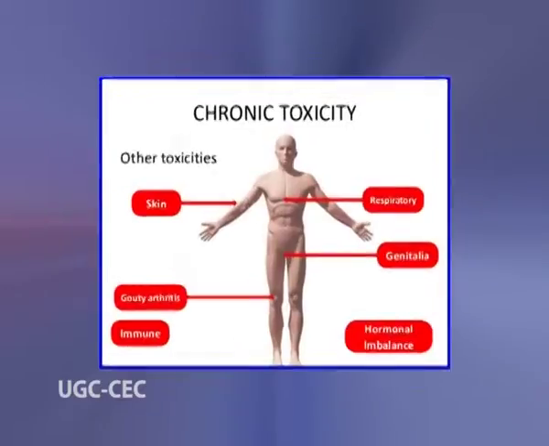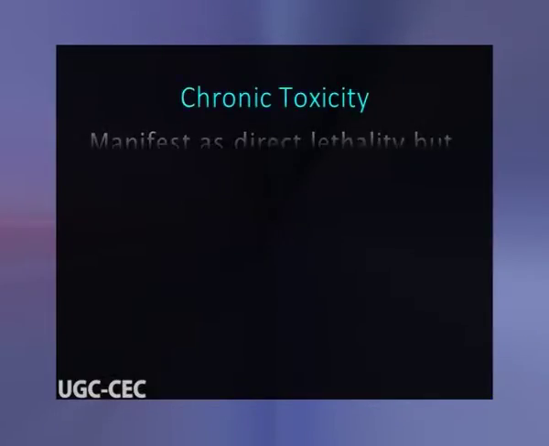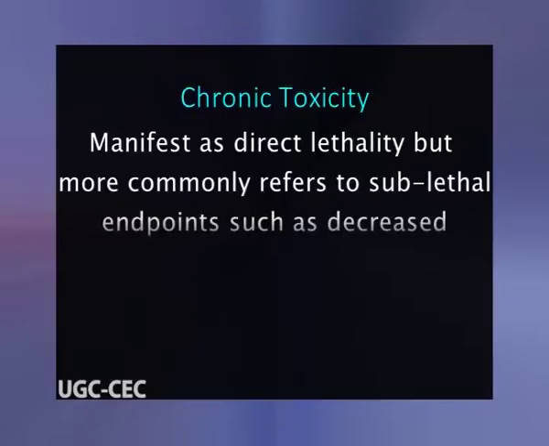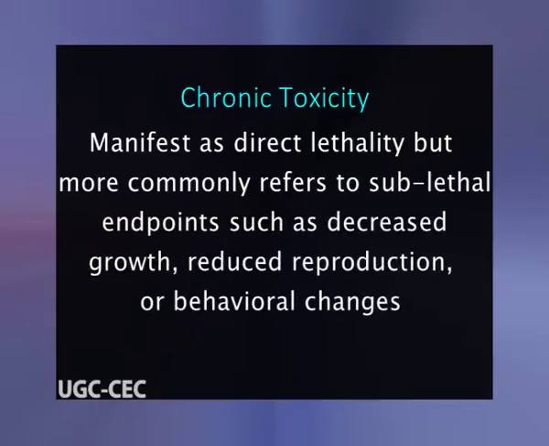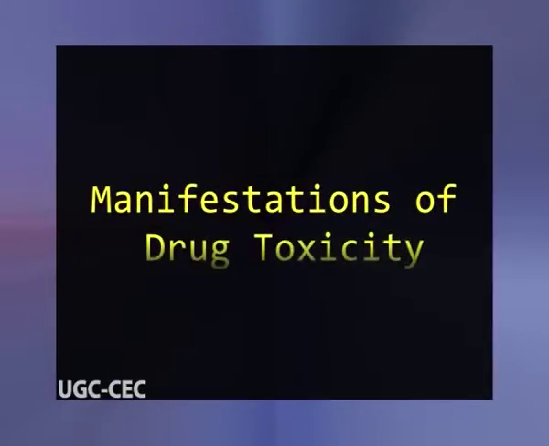Chronic toxicity is the development of adverse effects as the result of long-term exposure to a toxicant or other stressor. It can manifest as direct lethality, but more commonly refers to sublethal endpoints such as decreased growth, reduced reproduction, or behavioral changes such as impacted swimming performance. Now let us discuss another part of our today's lecture, that is manifestations of drug toxicity.